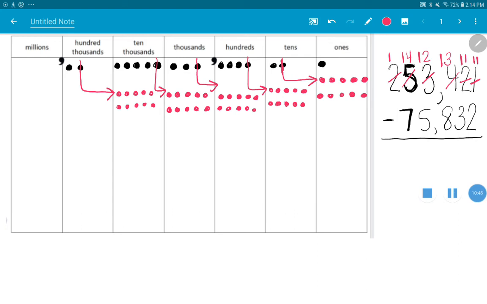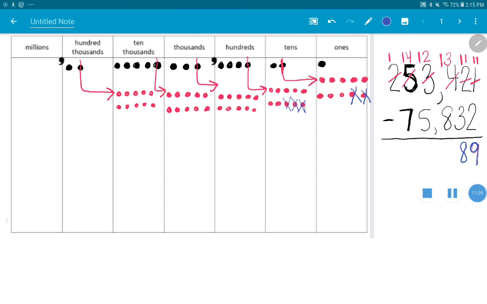So now we're ready to subtract. So we're starting in which place value? We're starting in the ones. Always start with the ones. So we have 11 minus 2 equals 9. I can show that by crossing out 2 of my ones, and I have 9 left. If I go to the tens, I have 11 tens, and I need to take 3 away. 8. So I can cross 3 of those out, and that leaves me with 8.